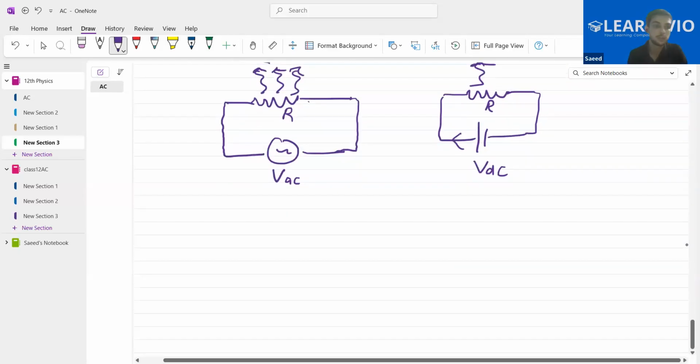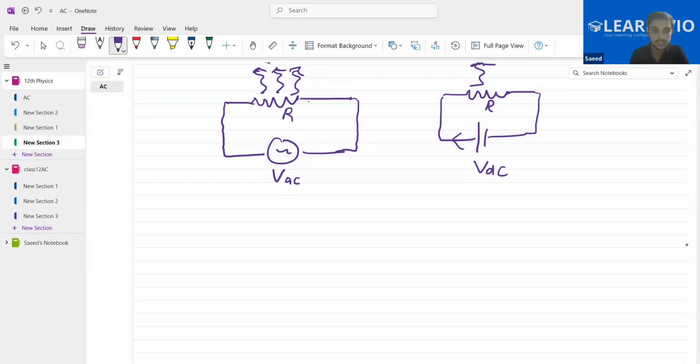Now, what we are going to do is compare these two circuits. For the comparison of these two circuits, we'll calculate the power of this AC signal. Power of this AC signal, in terms of V and R, will be V square by R. Yes or no? And in terms of this DC signal, that will be V square again by R. That extra time T will also be multiplied here if we are dealing with the energy. Yes or no?